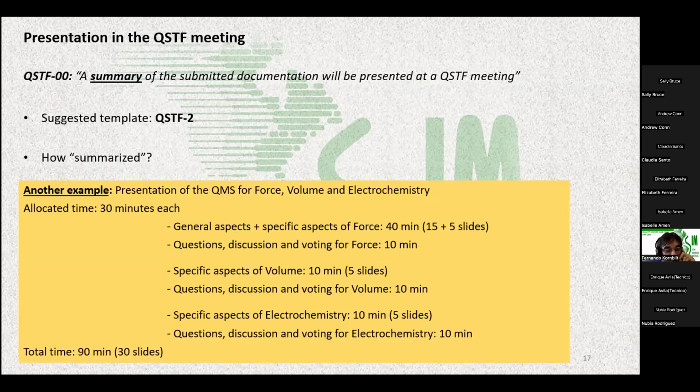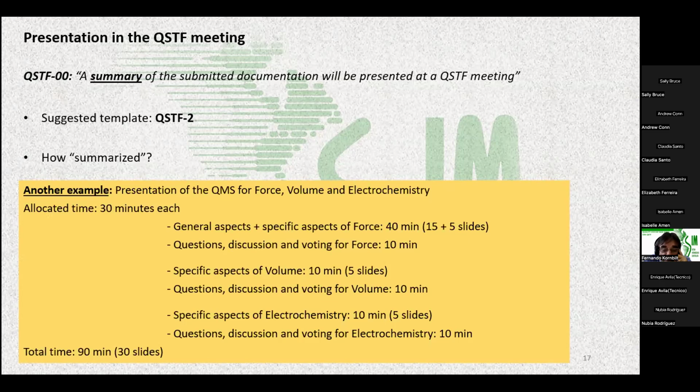Another example, a little bit more complex. Let's say I need to present the quality system for 3 different magnitudes or areas: force, volume, and electrochemistry, and they give me 30 minutes for each area. In general, when I present the first of the areas, I need to present the general aspects of the quality system, and this is going to take a little bit longer, maybe 40 minutes. So in these 40 minutes, I have 20 slides: 15 for the general aspects, chapters 1 and 2, for example, and 5 for the specific area of force.